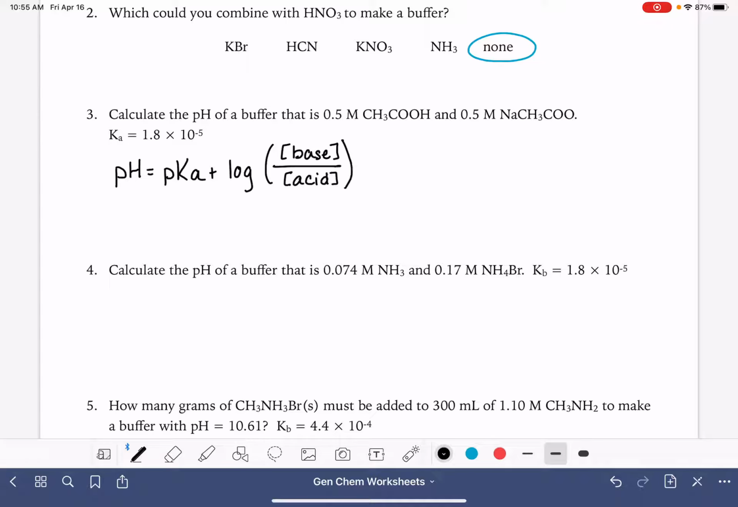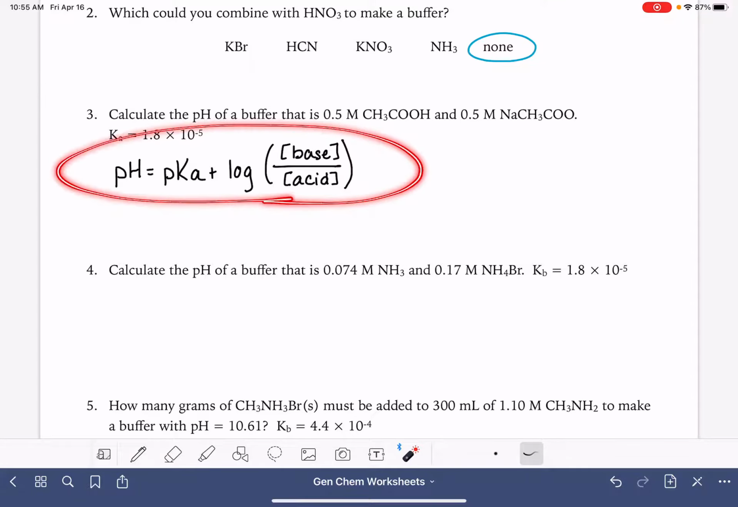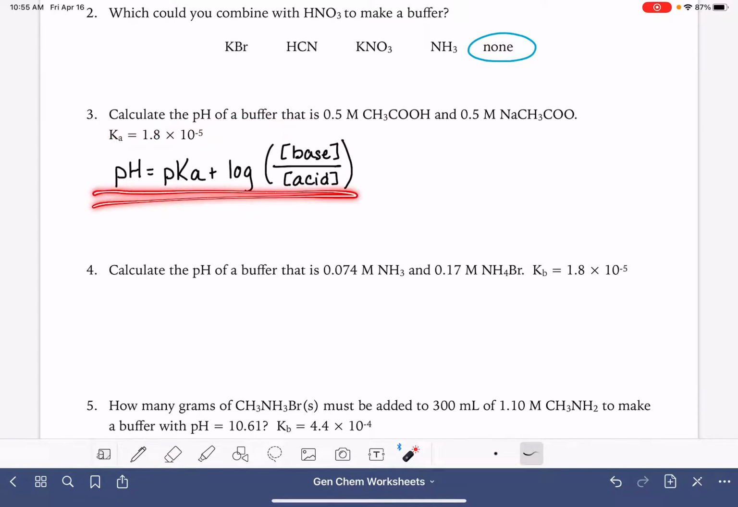Now, there are a couple different versions of the Henderson-Hasselbalch equation, so you might be looking at a version that isn't exactly the same as what I wrote here. Maybe it's got a negative sign, maybe these are flipped around, maybe it's got a pKb instead, and that's fine. They're all going to give us the same calculation.